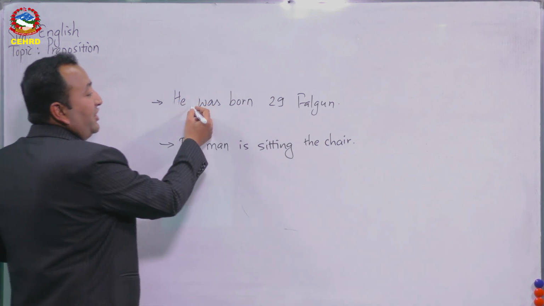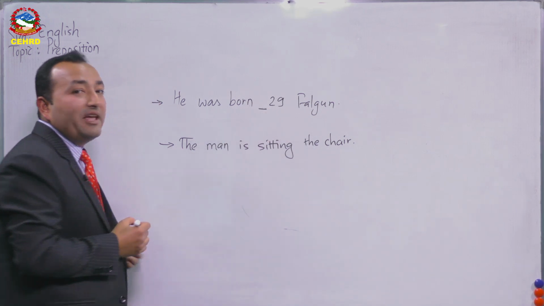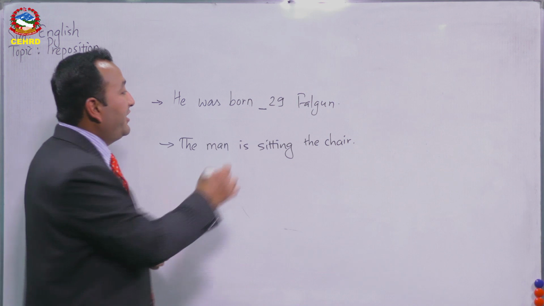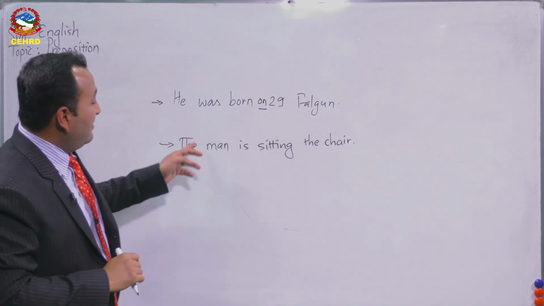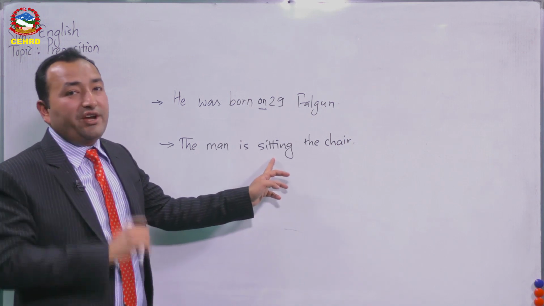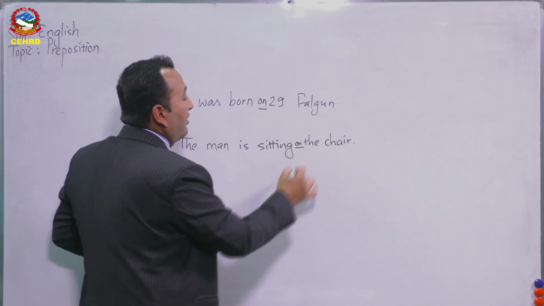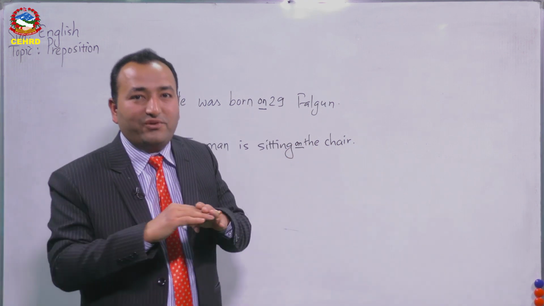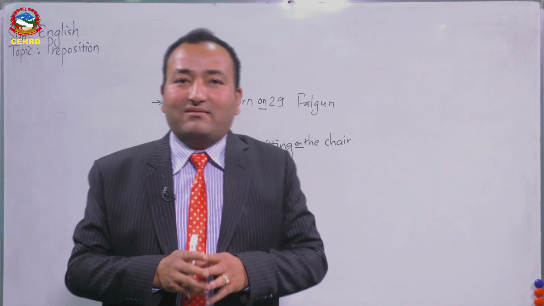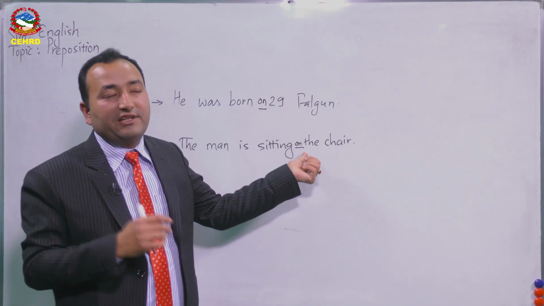Let me tell you. He was born 29 Falgun. So what should be there? There should be "on". I will tell you why. The man is sitting on the chair. Here also we use "on" the chair, or "under" the chair. Which preposition do you think is suitable? So "on the chair" is suitable because he's sitting there.